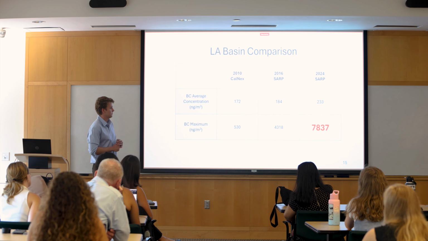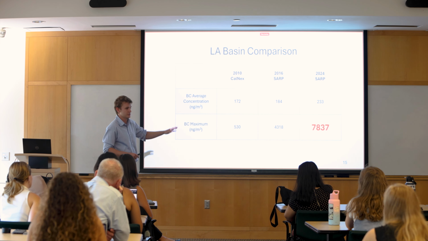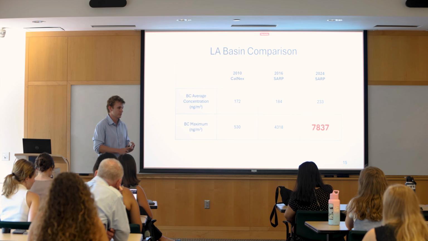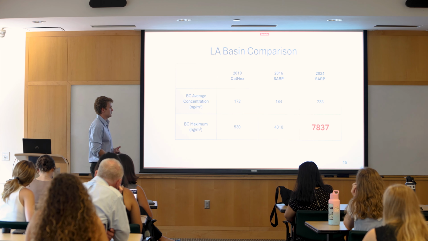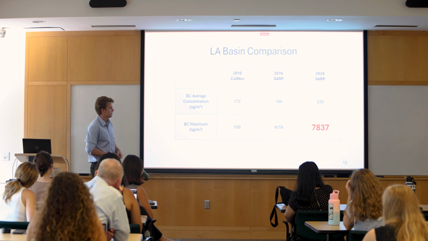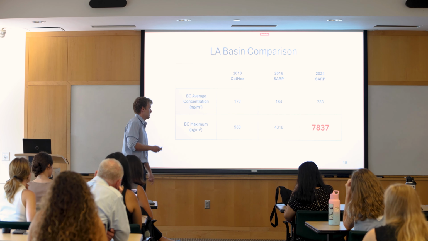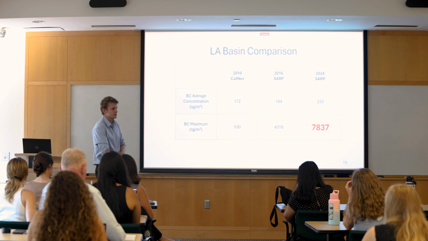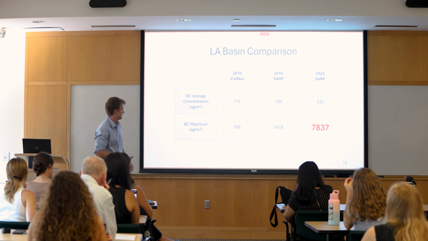Now we have a straight up comparison table. We're looking at 2010, 2016, and 2024, with our black carbon average and maximum for each one. In 2010, we see an average of 172 nanograms per cubic meter that CalMex reported, then 184 in 2016, and then 233 in 2024. So we see a slight increase in the average, but there were some fires. There's not anything that would really grab our attention with this.